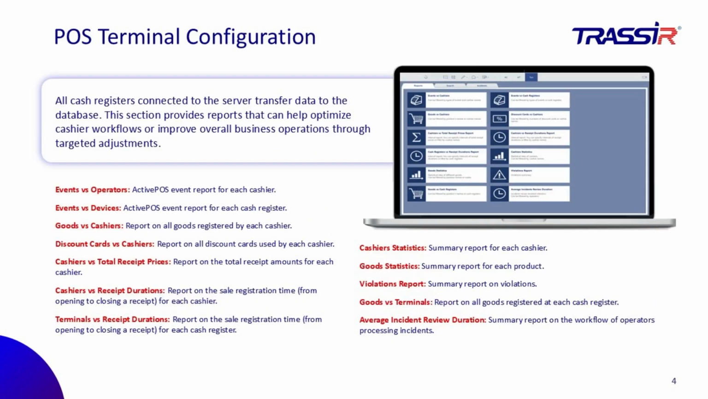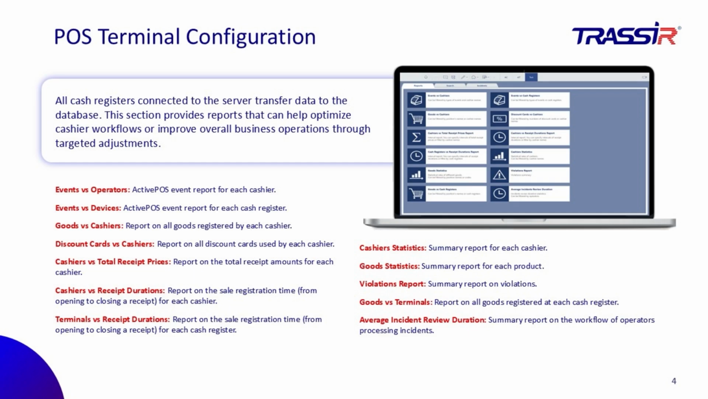The next point is ActivePOS reports. All cash terminals connected to TRASSIR transmit data to its database. This tab shows all kinds of reports, the analysis of which will allow you to make changes to the work of cashiers or the entire trading company to improve its performance.